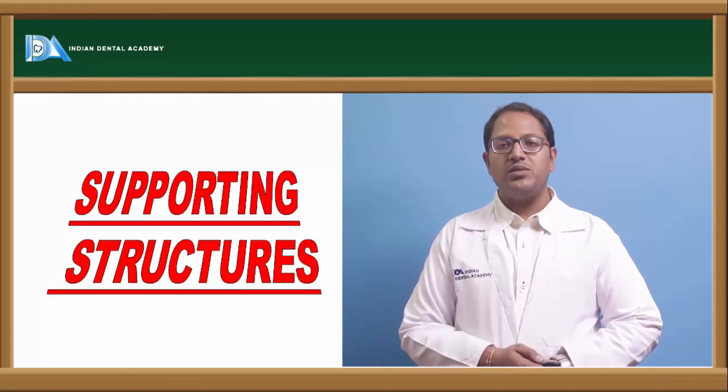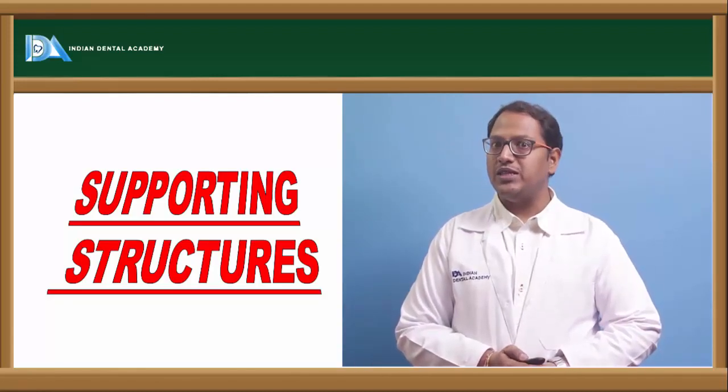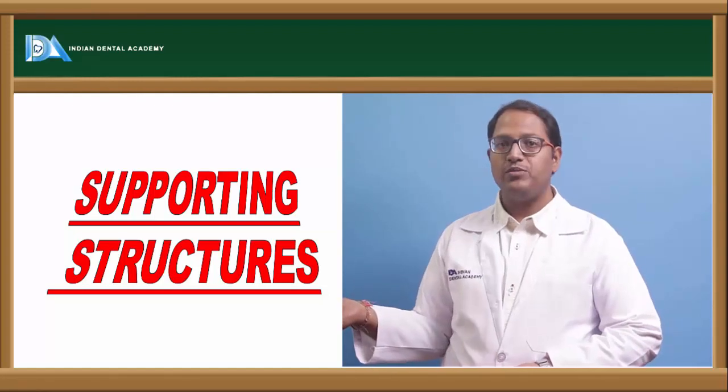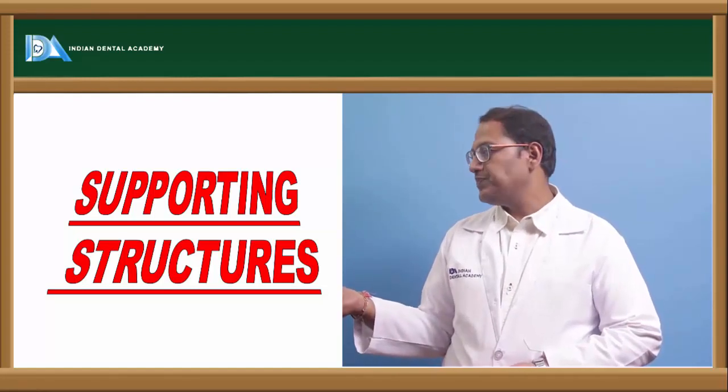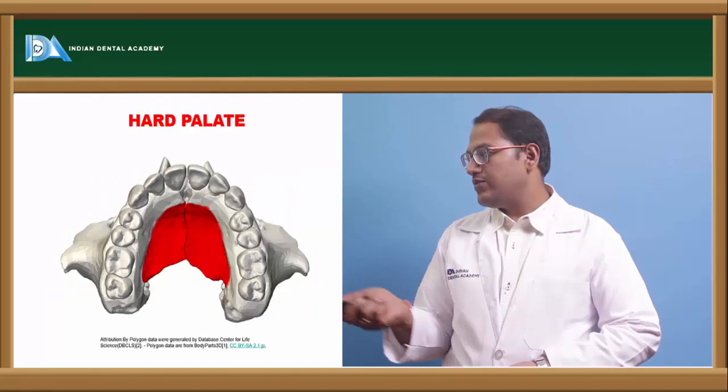One more relief area which is missing over there can be a torus, if it is present. That also has to be relieved if a moderate or a small torus is present. Coming to the supporting structures first.